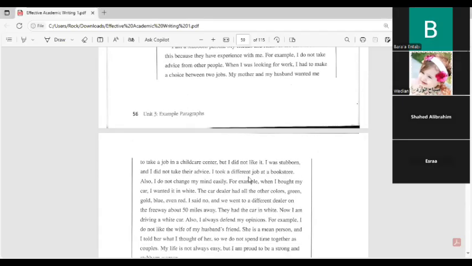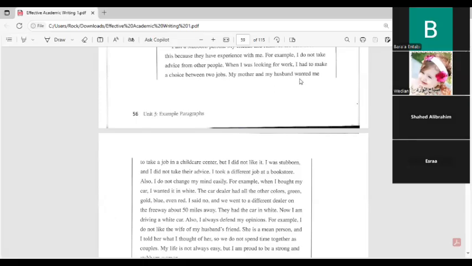Okay. I was stubborn and I didn't take their advice. I took a different job at a bookstore. Also, I don't change my mind easily. For example, this is another example. Do you see? I can describe myself with just one trait, just one adjective, and the rest of the paragraph I can just add examples. Why can people see me as a stubborn person? For example, number one, for example, number two.